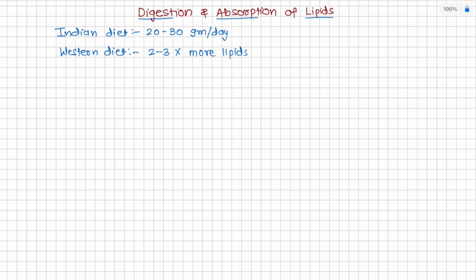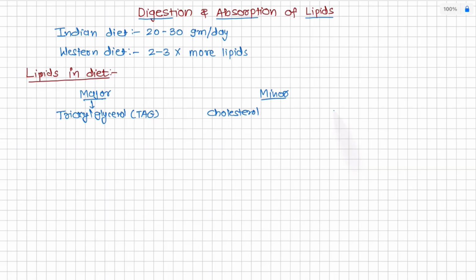First, let's understand what lipids we actually consume in the diet. The major dietary lipid is triacylglycerol, also called TAG. This makes up the bulk of fat in our diet. Along with this, we also consume minor amounts of cholesterol and phospholipids.